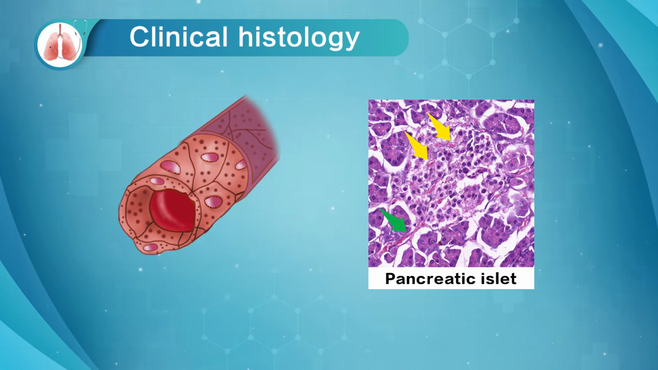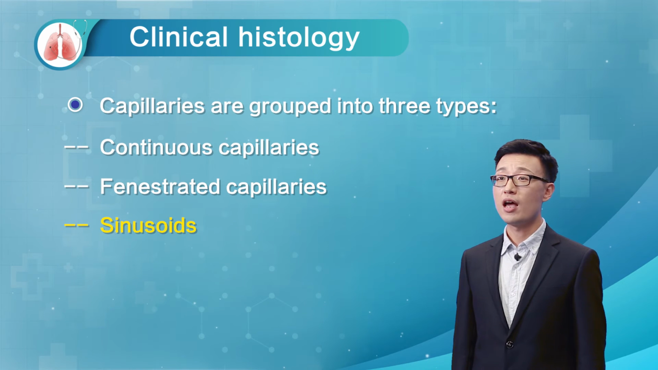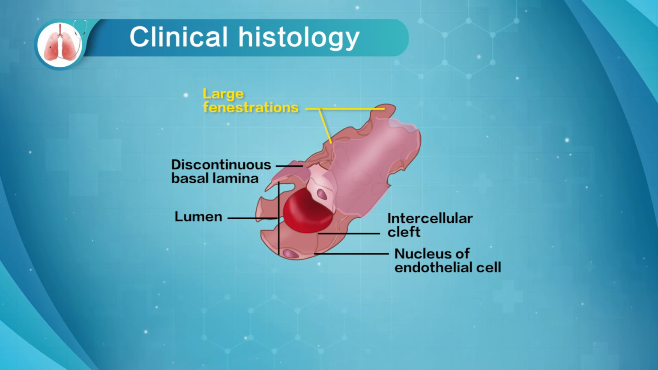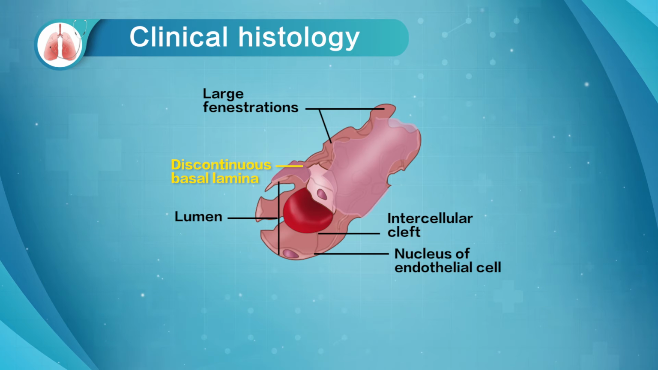Please note that it is difficult to distinguish fenestrated capillaries from continuous capillaries under light microscope with H&E staining. Sinusoids, or discontinuous capillaries, are a special type of capillary, which have wide openings in their endothelial cells. Unlike the fenestrated capillaries, sinusoids have no diaphragms covering their large fenestrations, and their basal lamina is also discontinuous.